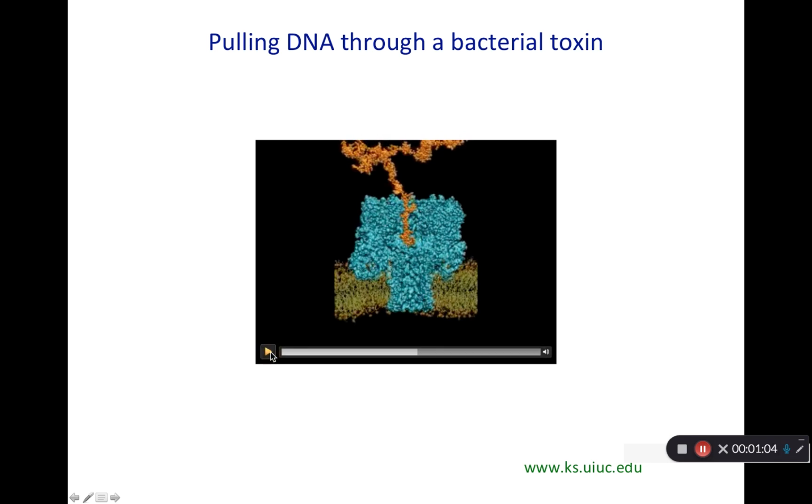So what you see here is a lipid membrane, and inside the lipid membrane is a bacterial toxin shown in light blue, and this bacterial toxin has a hole in the middle. Here, an electrical potential is being applied across the membrane to pull the DNA through. Because DNA is negatively charged, it will respond to an electrical potential. The DNA is shown in orange. This is a molecular dynamics simulation. You will encounter this in one of your laboratories.